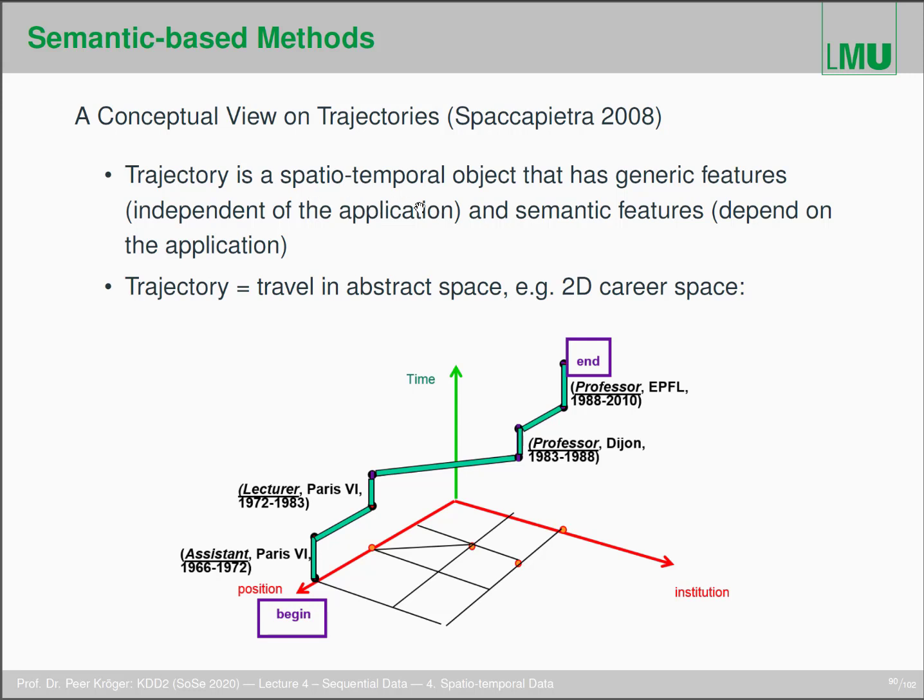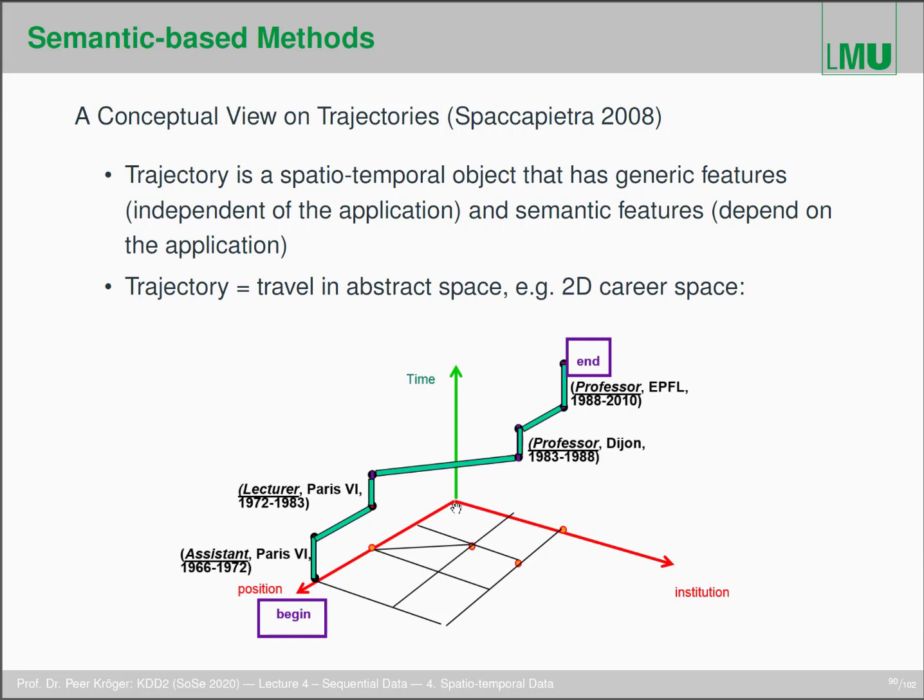So a trajectory is a spatio-temporal object that has some generic features, which are typically independent of the application, and some semantic features, which are, of course, as we said before, dependent on the application. And a trajectory can also be just a travel in an abstract space, it need not be a spatial space of GPS coordinates or something. So, for example, here it is a travel in a 2D career space.